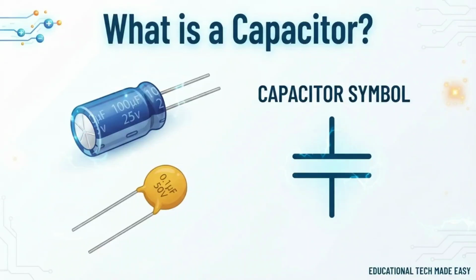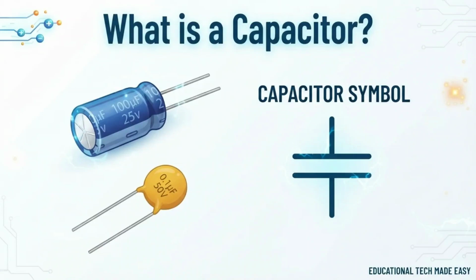Hello everyone, welcome back. In today's video, we're going to understand one of the most important passive electronic components, the capacitor. By the end of this video, you'll know what a capacitor is, how it works, how it charges and discharges, its types, and where it is used in real electronic circuits.